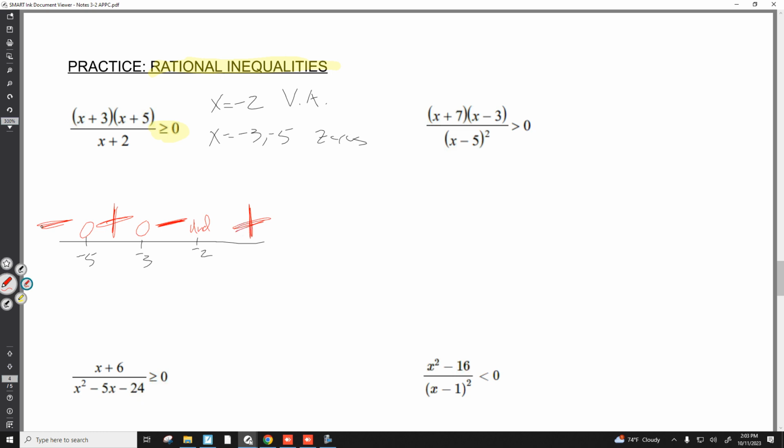Now, Mike, after you filled out the sign analysis, you then pay attention to the question, right? And the question is, when are you greater than or equal to 0? Here, here, here, and here. You make sure you fill out the correct intervals, which include negative 5 and include negative 3, close brackets, but do not include negative 2.